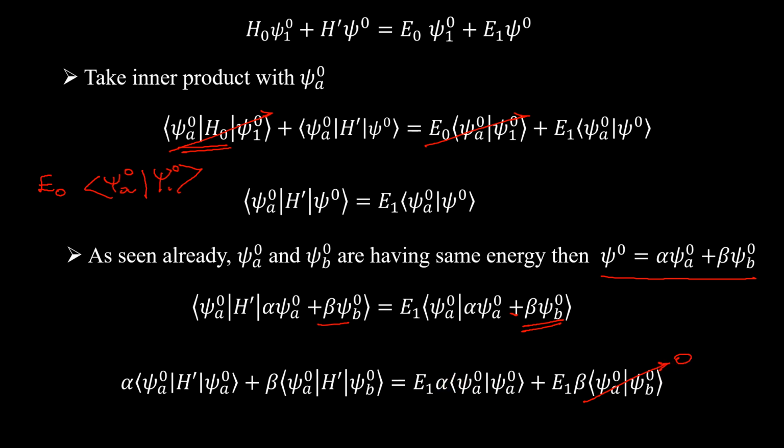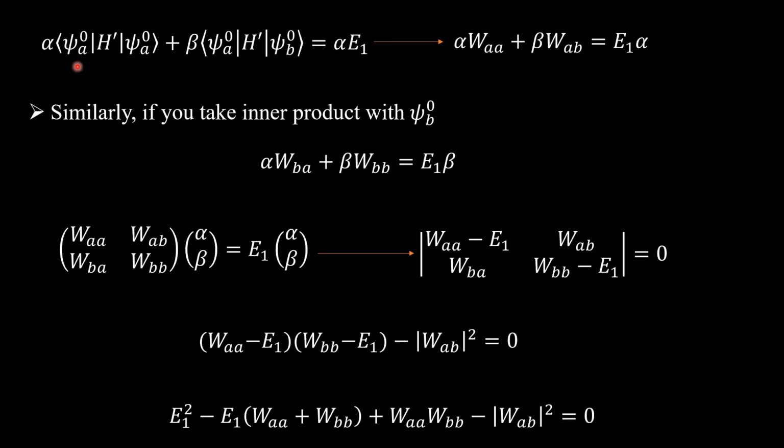Then what about this inner product? Psi a 0 with psi a 0 is 1. So on the right hand side you will get only alpha E1. Left hand side you keep as it is. Then we will simplify it further. Now we got this expression. Now we are going to simplify.